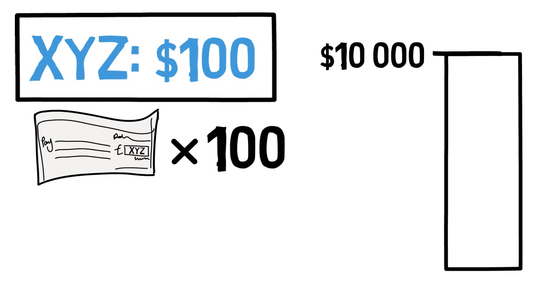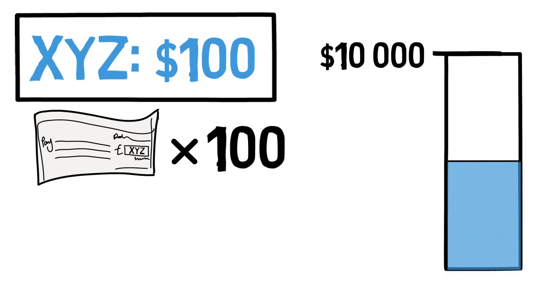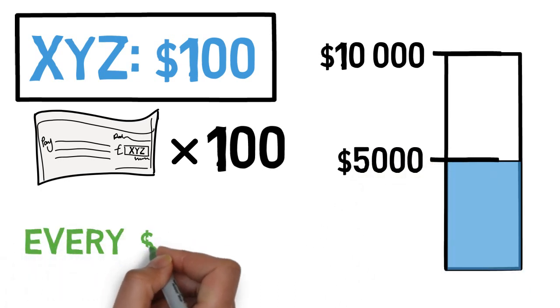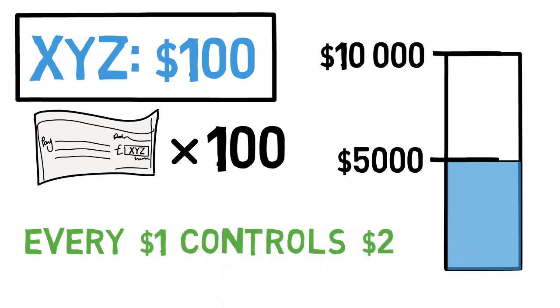In a cash account, you would have to put up $10,000 of your own money to open this position. However, if you're trading in a margin account with 50% margin, you would only have to put up $5,000. That would be a leverage ratio of 1 to 2. So every dollar that you put up actually controls $2. But what happens if the stock price increases or decreases? Let me tell you that.